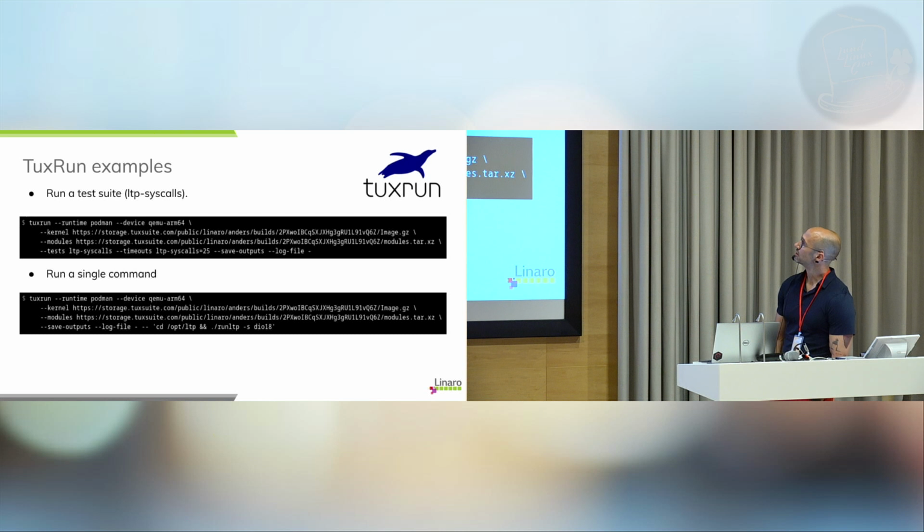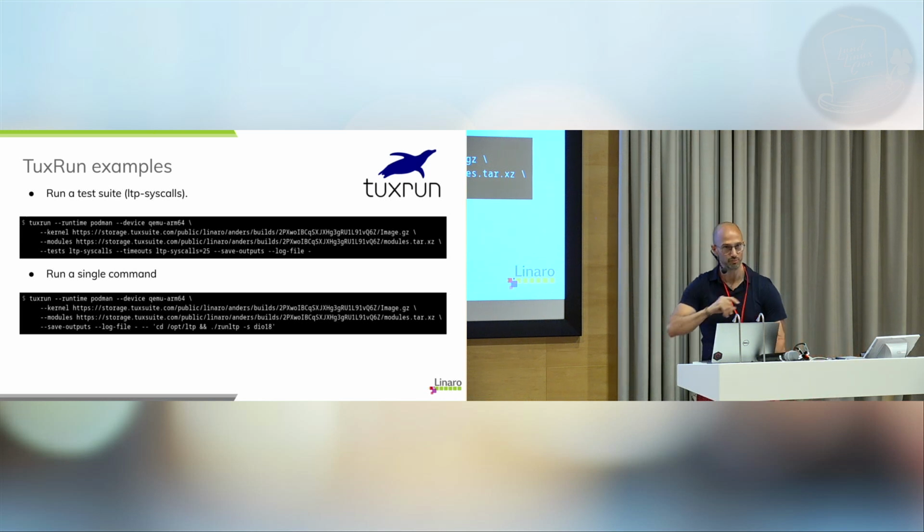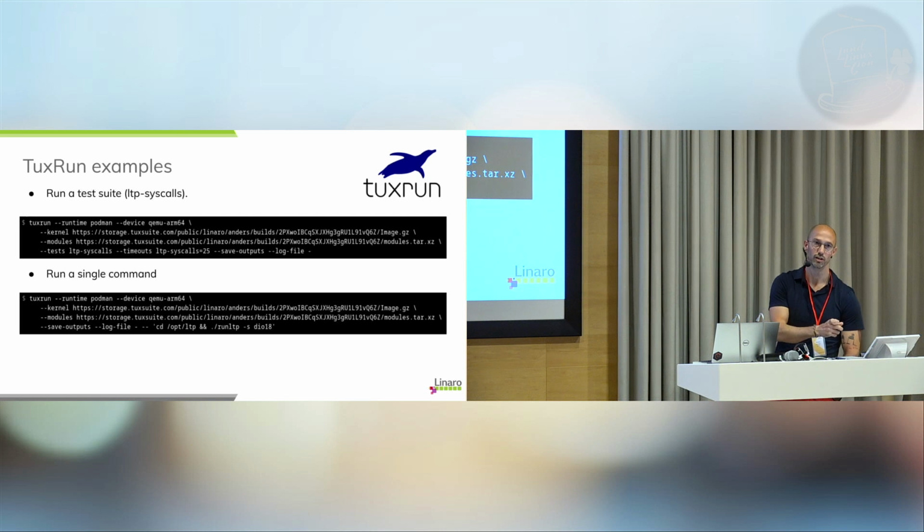Here are a few examples. So either we run LTP syscalls and we can change the timeout depending on the host machine you run on, because it can be slow if I run it on this machine or if I run it on my server at home. I forgot to say, the runtime part is Podman or Docker. And it's the same for TuxMake. And you can also not specify a runtime, and then you get everything from your system.